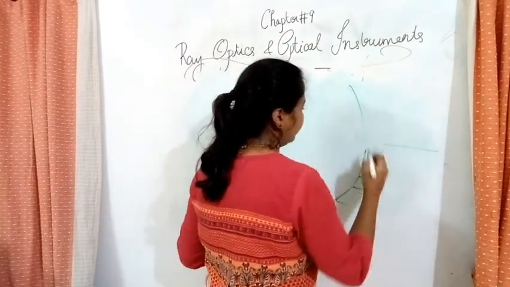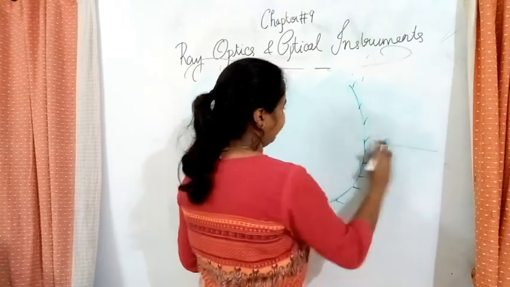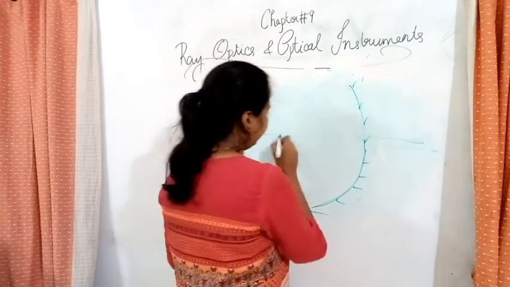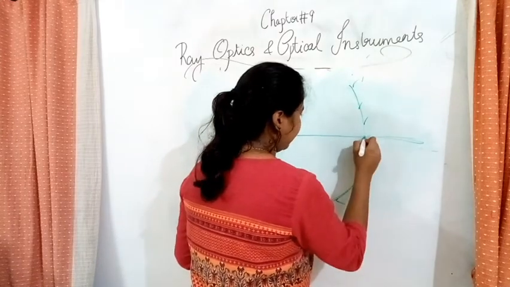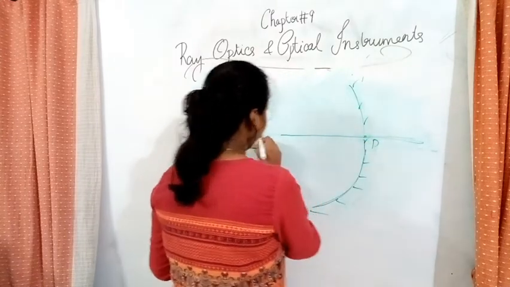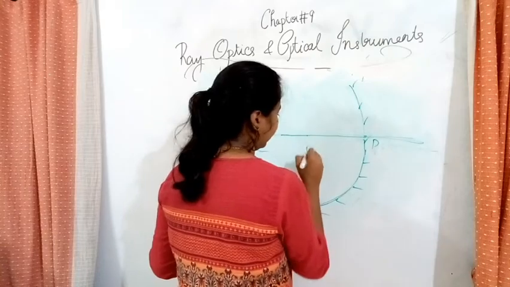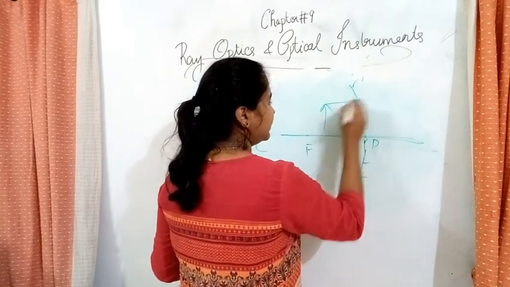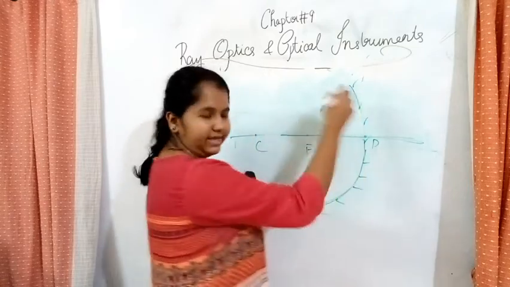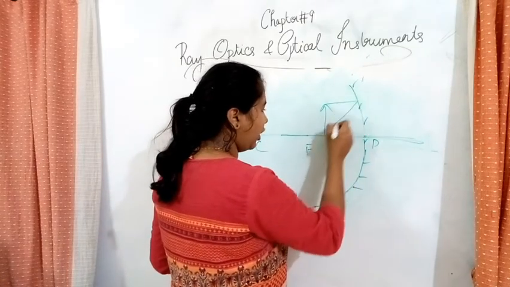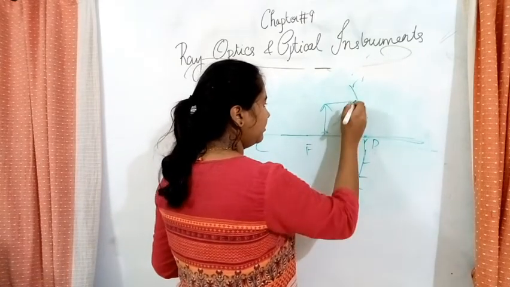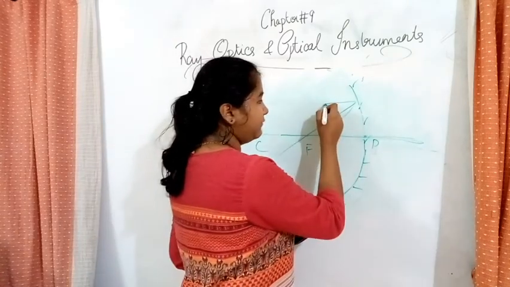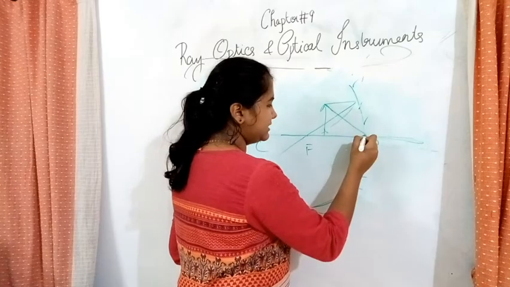So this is our mirror. This is the non-reflecting side. This is the principal axis. This is the pole. This is the center of curvature. This is the focus, and here is our image. So what would happen? This would hit and fall through the focus. Okay? And also, what would happen if you take this?